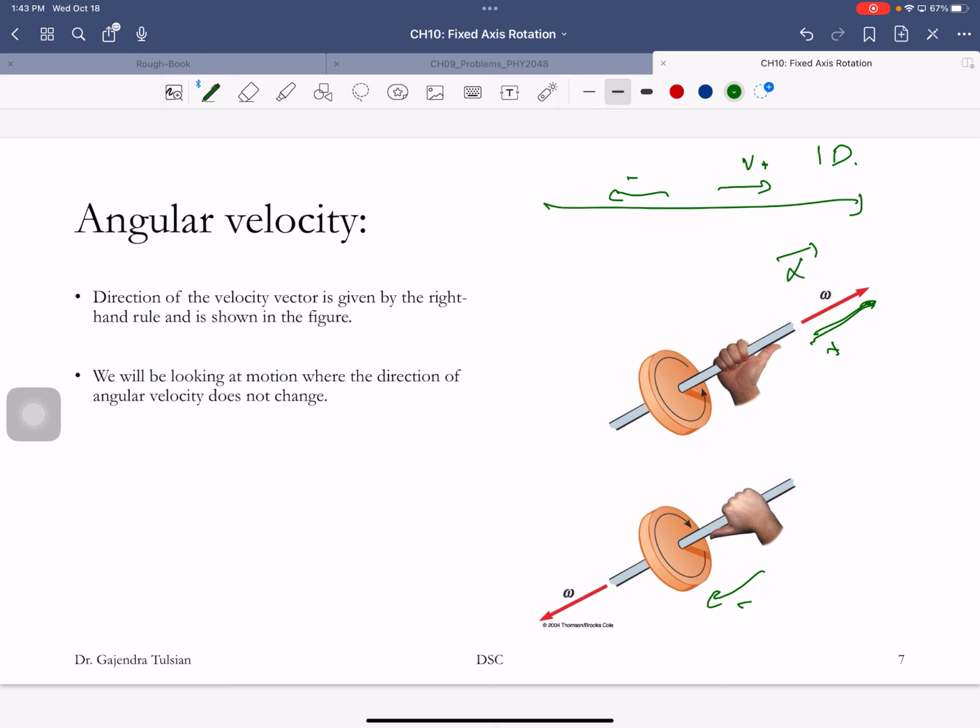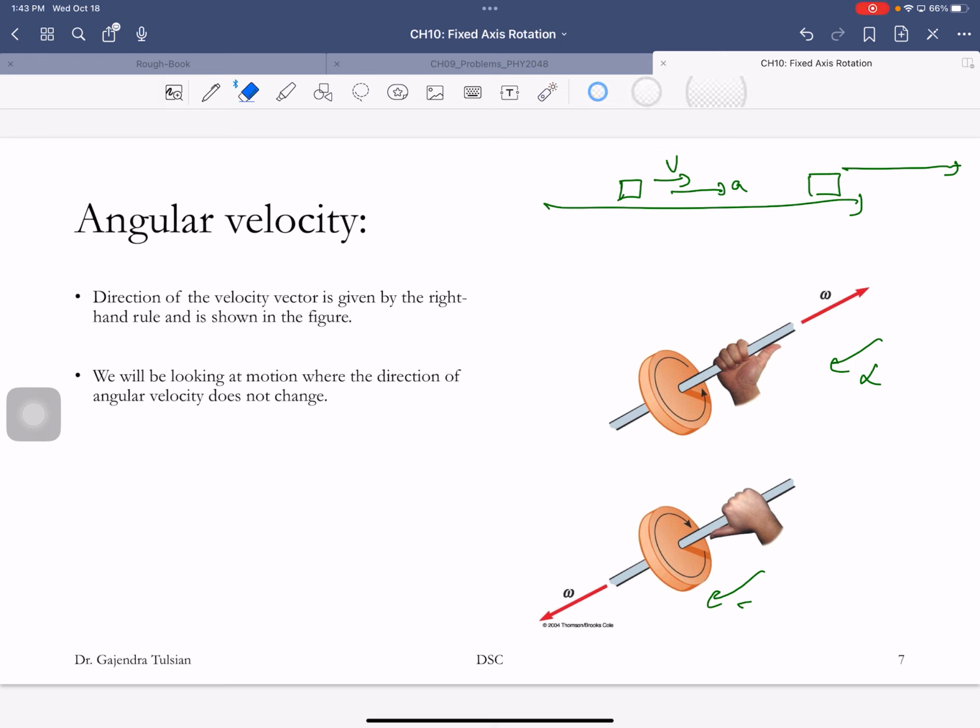just like in the linear case, the one-dimensional case. If the velocity is pointing in this direction and acceleration is pointing in that direction, then it's speeding up. So just like that, if acceleration and velocity point in the same direction, that means it's speeding up. And if acceleration points in the opposite direction, then this is slowing down.